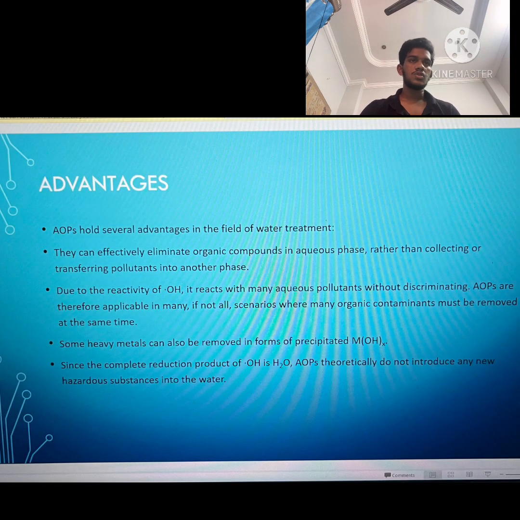Next, advantages. AOPs hold several advantages in the field of water treatment. They can effectively eliminate organic compounds in the aqueous phase rather than collecting or transferring pollutants into another phase. Due to the reactivity of OH, it reacts with many aqueous pollutants without discriminating. AOPs are therefore applicable in many, if not all, scenarios where many organic contaminants must be removed at the same time. Some heavy metals can also be removed in the form of precipitate M(OH)x. Since the complete reduction product of OH is H2O, AOPs theoretically do not introduce any new hazardous substances into water.